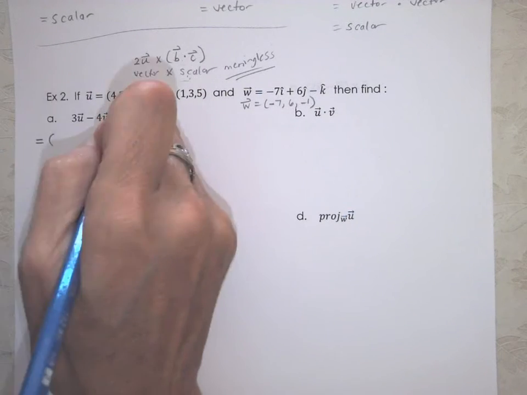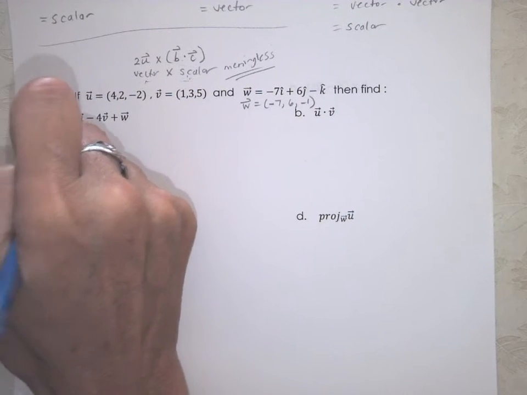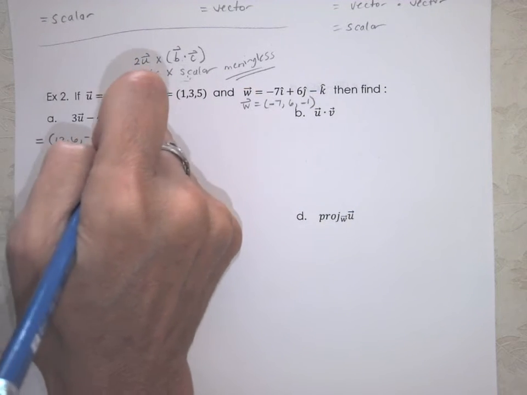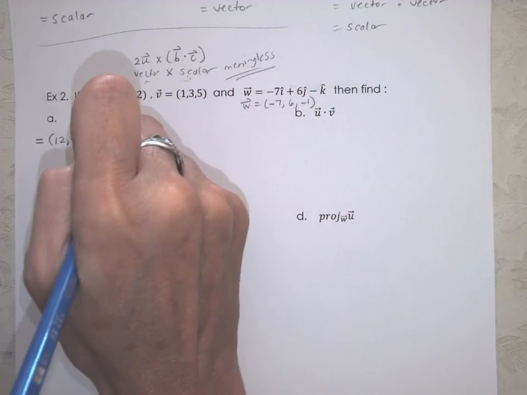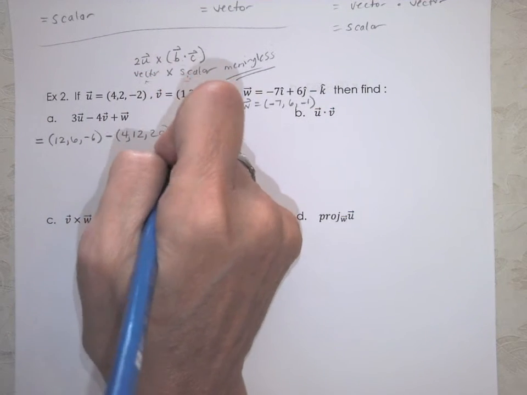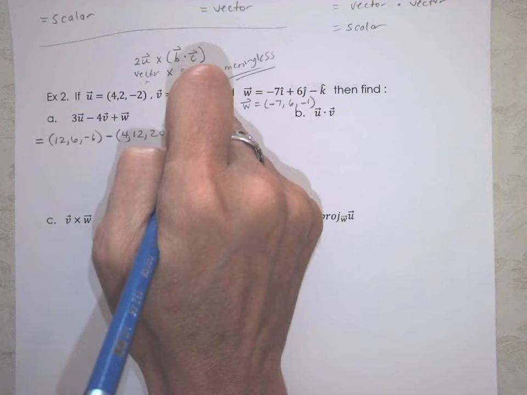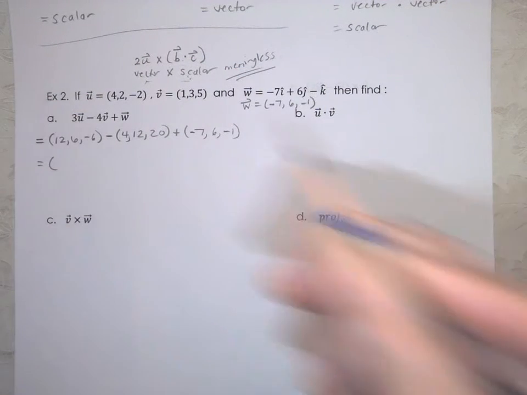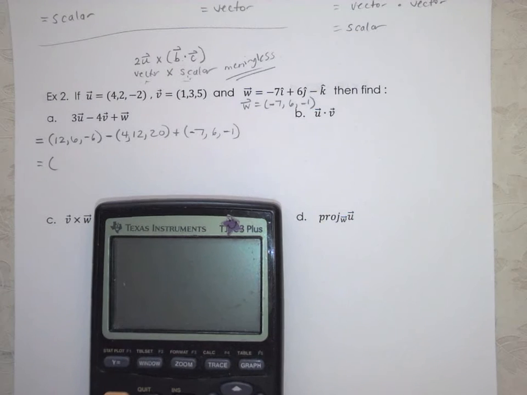Showing my work here, vector 3u is going to be 12, 6, negative 6, minus vector 4v is going to be vector 4, 12, 20, plus vector w, which is negative 7, 6, negative 1. And then I'm going to do my calculations here. So I'm doing 12 minus 4 plus negative 7 gives me 1.